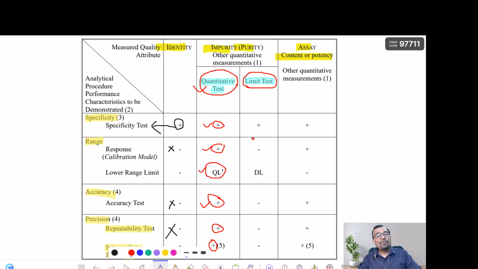Let us now say you are performing the limit test. You do not quantify the content of impurity in the given sample, but you only confirm whether the content of impurity is below the acceptable limit. That is the limit test. So what parameters need to be performed? The first one is yes, specificity is required. You need to perform the specificity. The second parameter is the detection limit, right?